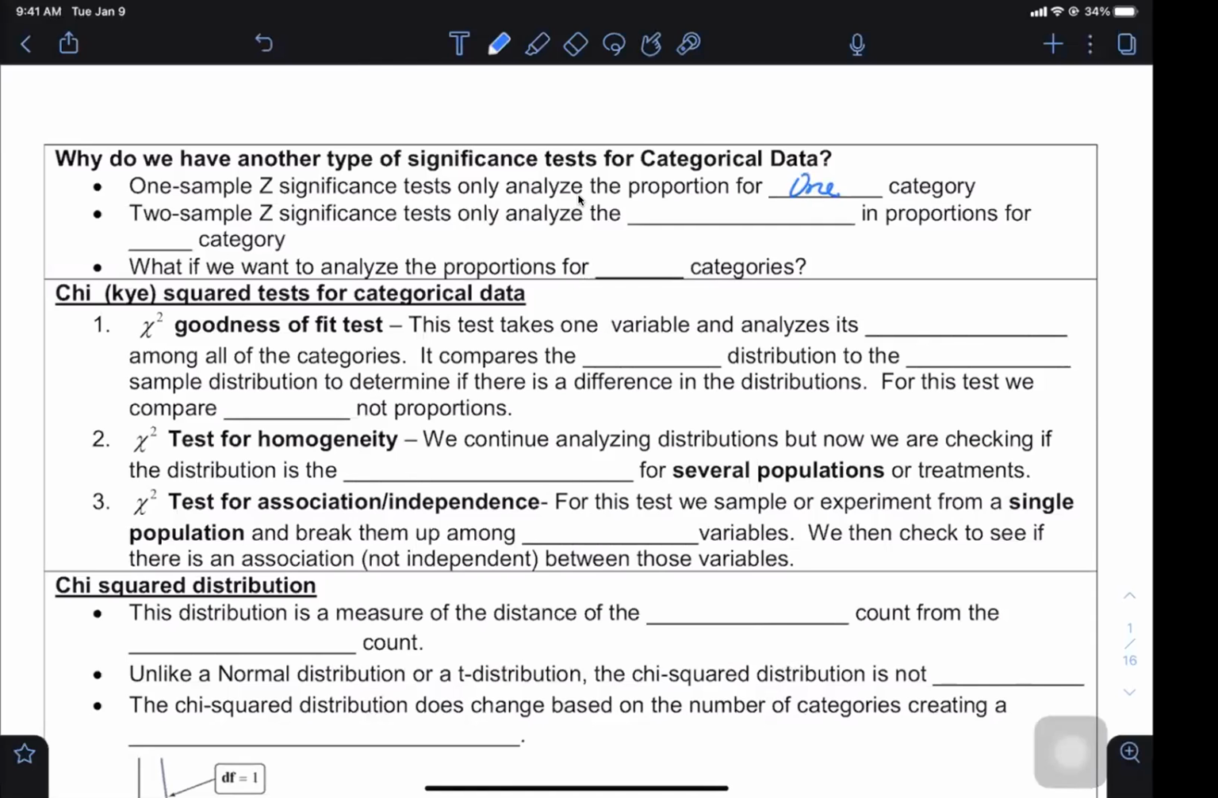And now we are going to learn another distribution, which is the chi distribution. It lets you do a significance test for multiple proportions. A one-sample z significance test only analyzes the proportion for one category, and a two-proportion z significance test can only analyze the difference in proportions for two categories. But what happens if we have more than two? Then we need the chi-square test for more categories.